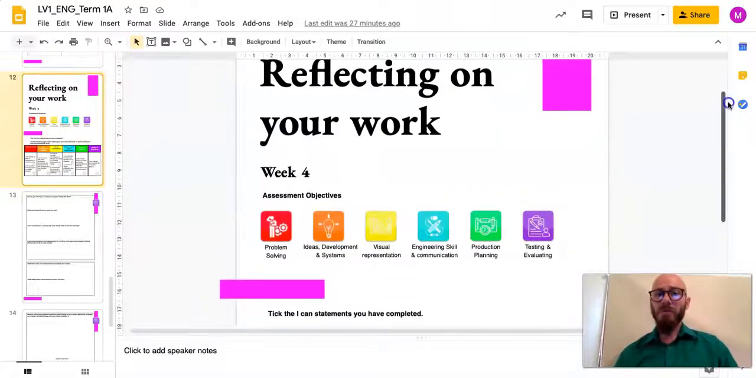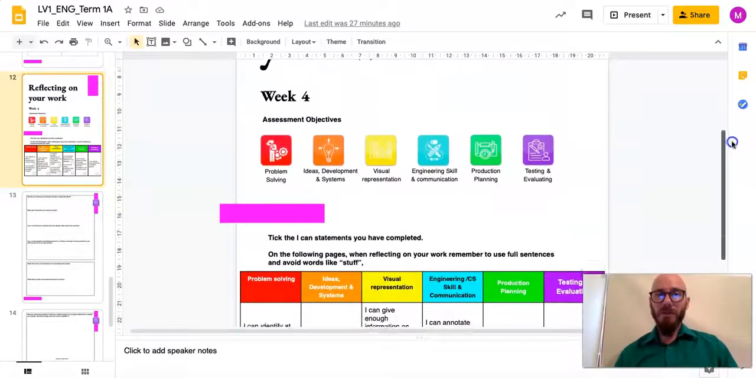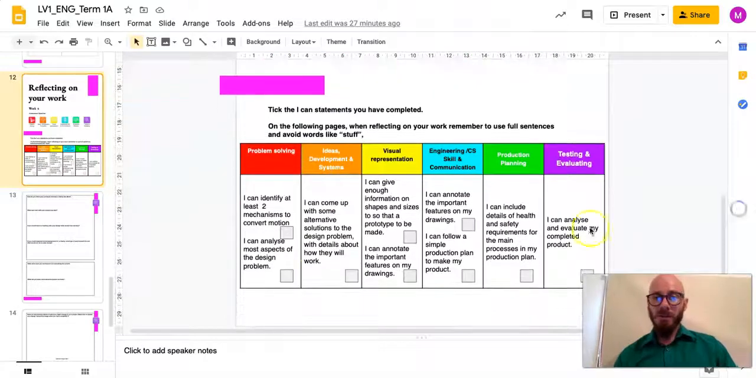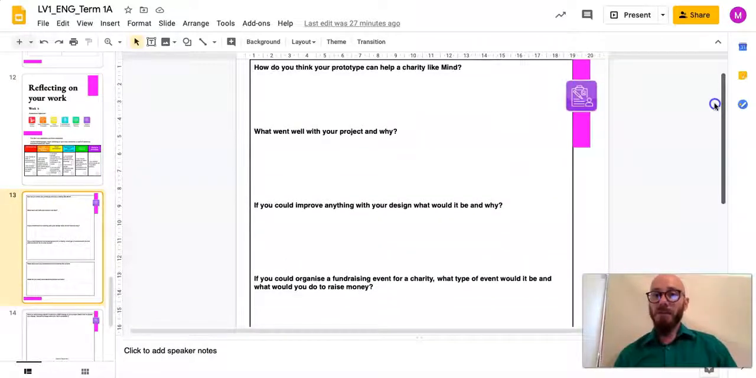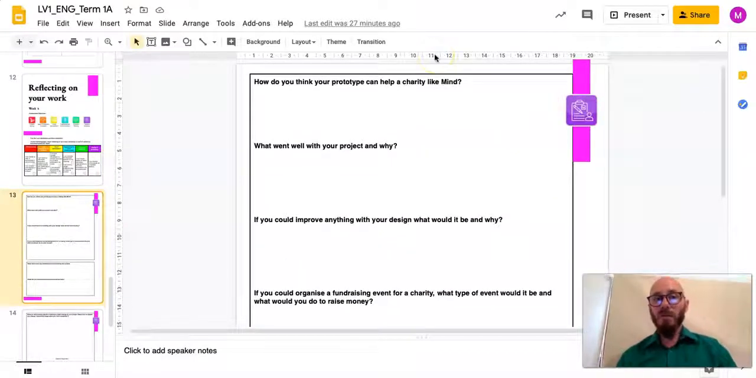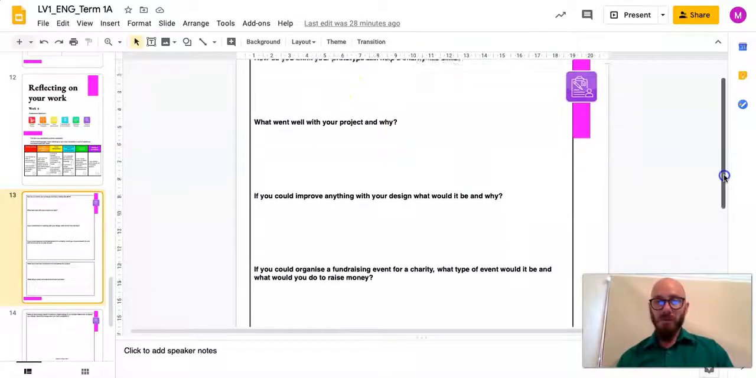Week 4 is about reflecting on your work. So we're going to again be looking at the assessment objectives and seeing how many of these boxes you can tick off. Like really giving it some thought into, have you learned these statements? Have you done these within your project? And then you're going to be reflecting in terms of what your prototype can do, in terms of how it can help a charity like Mind, what went well, how can you improve your design and why.